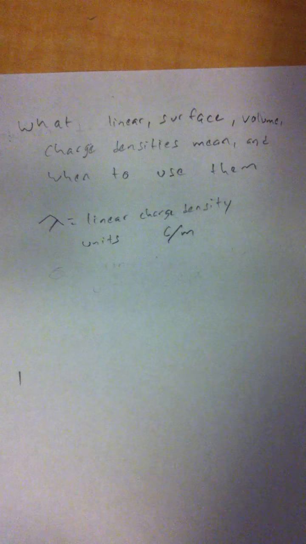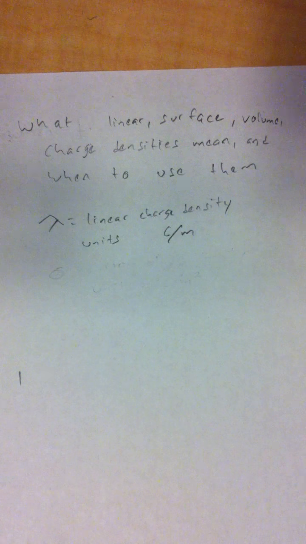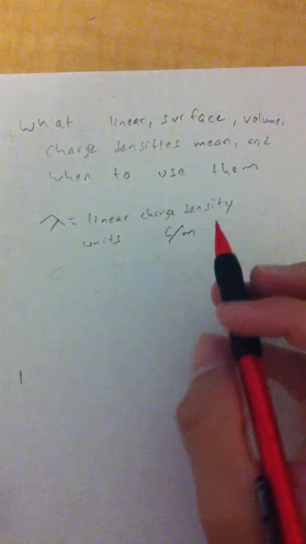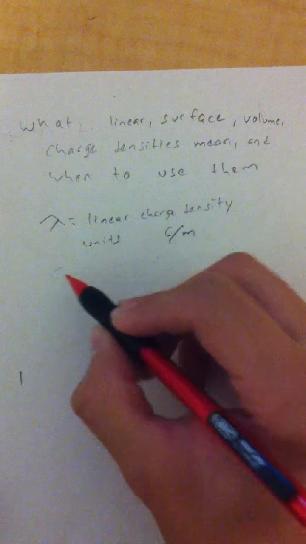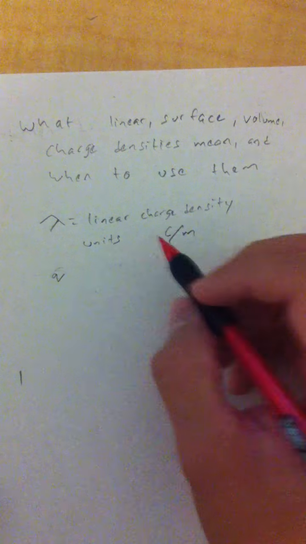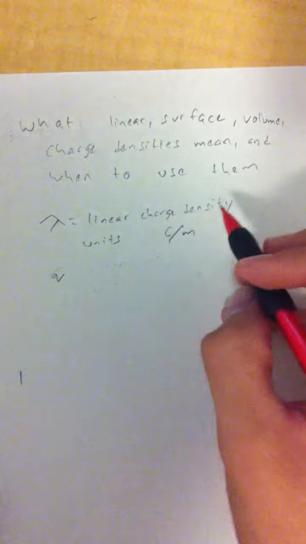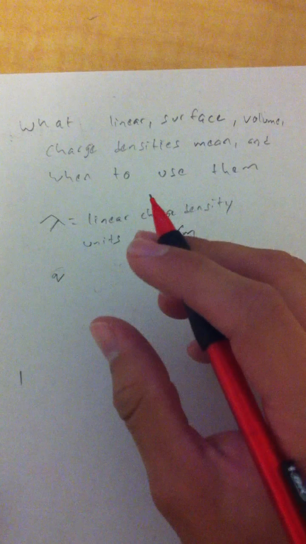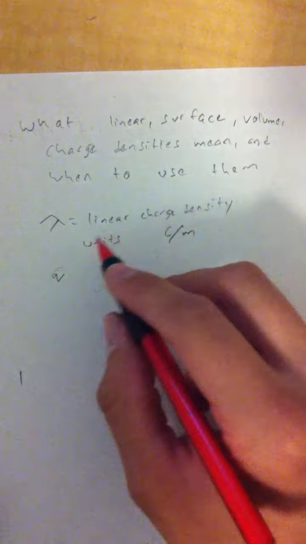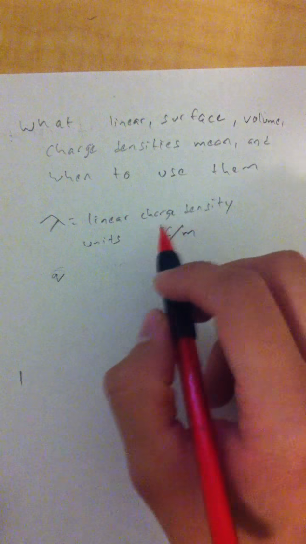Okay, so this week my question is, what are linear, surface, and volume charge densities? And I'm going to explain when you use them. Before the linear charge density, we always used equations where there was a Q involved, Q being charge. Now, when we have a charged object and it's no longer a point particle, we have to use charge densities.